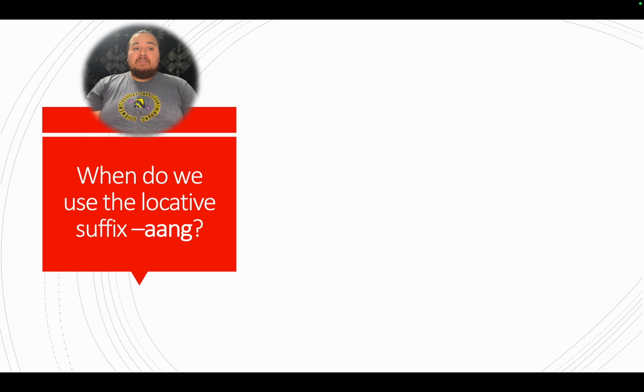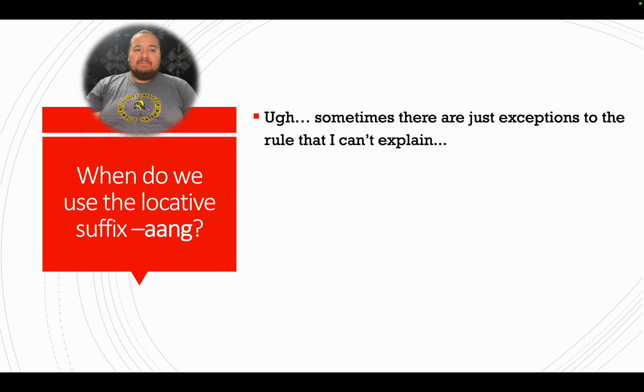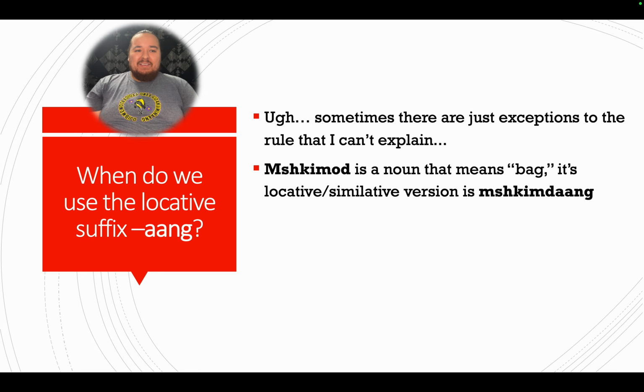So when do we use the locative suffix aang? Sometimes there are just exceptions to the rules I can't explain. Mshkimud is a noun that means bag. Its locative and simulative version is mshkimdong. Don't know where that double ang came from.